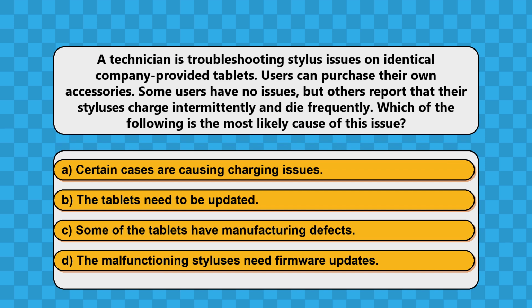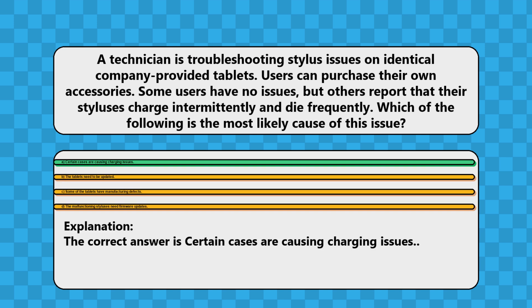Question 2. A technician is troubleshooting stylus issues on identical company-provided tablets. Users can purchase their own accessories. Some users have no issues, but others report that their styluses charge intermittently and die frequently. Which of the following is the most likely cause of this issue? Option A, certain cases are causing charging issues. Option B, the tablets need to be updated. Option C, some of the tablets have manufacturing defects. Option D, the malfunctioning styluses need firmware updates. The correct answer is option A, certain cases are causing charging issues.